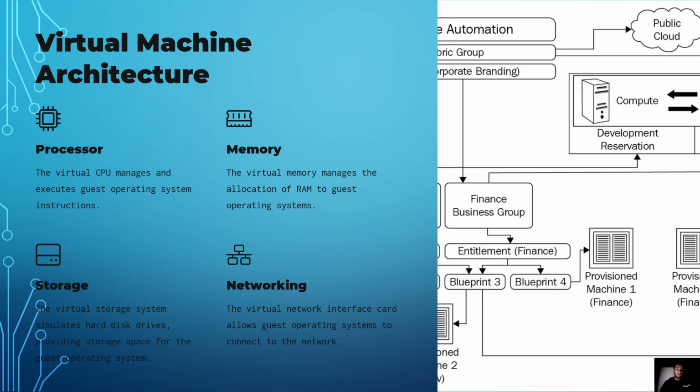Processor. The processor is the virtual CPU that manages and executes guest operating system instructions. Memory. The virtual memory manages the allocation of RAM to guest operating systems. Storage. The virtual storage system simulates hard disk drives, providing storage space for the guest operating system. Networking. The virtual network interface card allows the guest operating system to connect to the network.